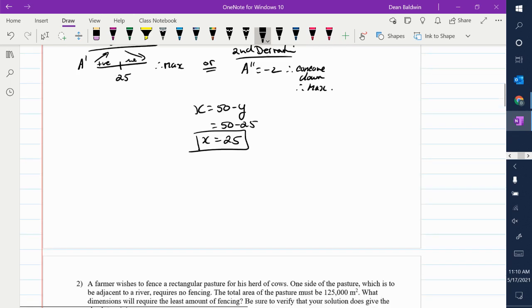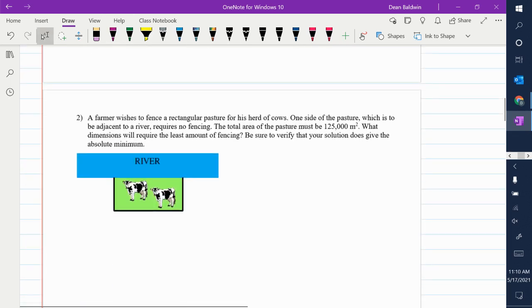All right, your job is the next page. Mr. Cow, farmer, wants to build a fence using the river. So there's no fence along the river. Oh, we're going to use the least amount of fencing. So this time they give you the area. You have to figure out what the fencing is. Do you want help setting it up?